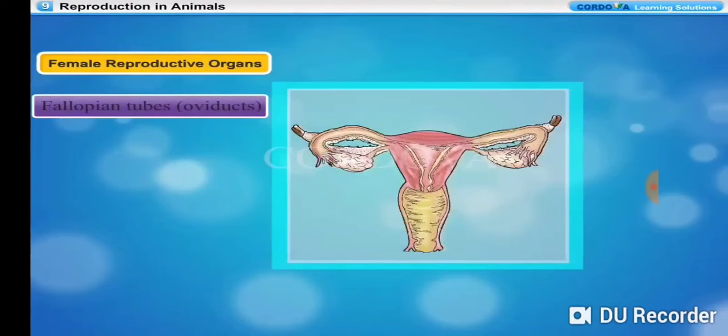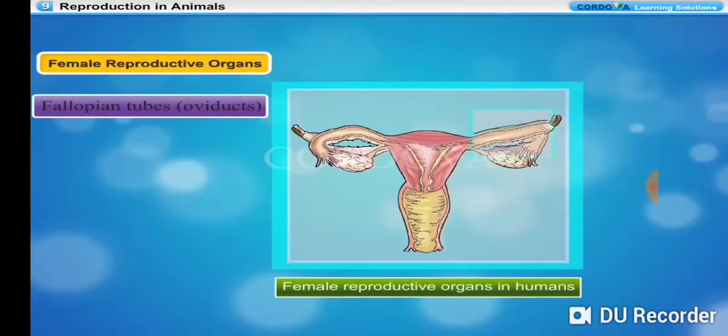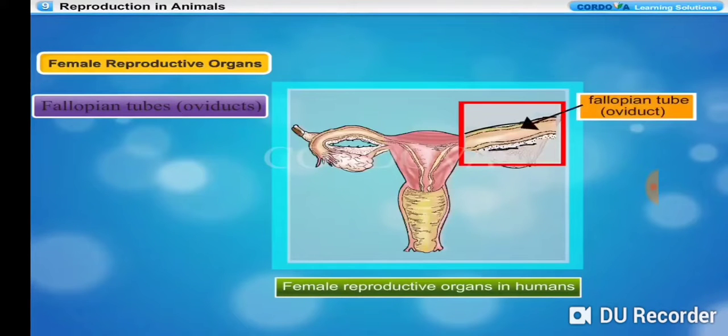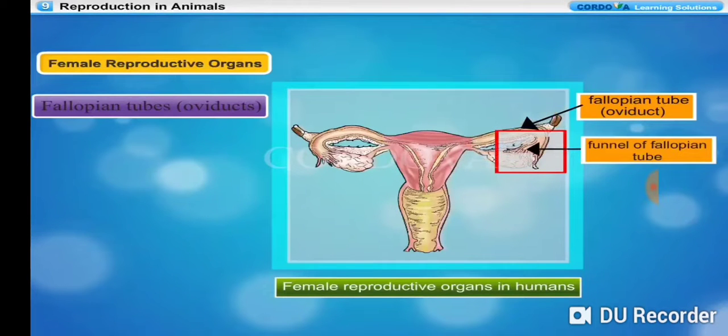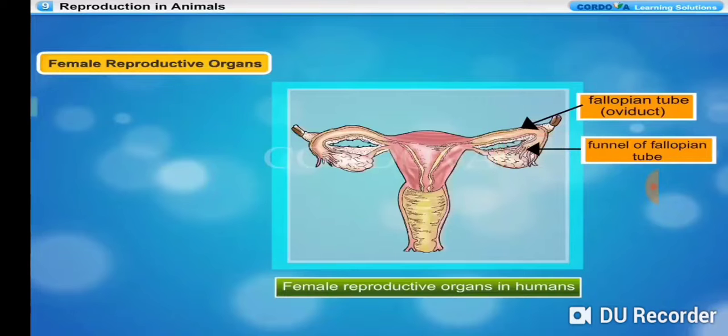Fallopian tubes, oviducts. The fallopian tube or oviduct is a thin and coiled muscular tube with a funnel-shaped opening near the ovaries. It joins the uterus to the ovary. The ovum or egg cell released by an ovary goes into the fallopian tube through its funnel-shaped opening. The fertilization of the egg or ovum takes place in the fallopian tube.